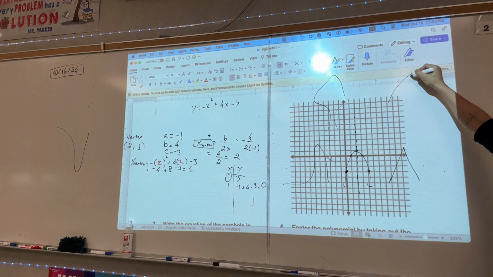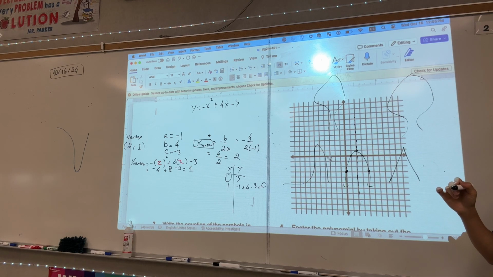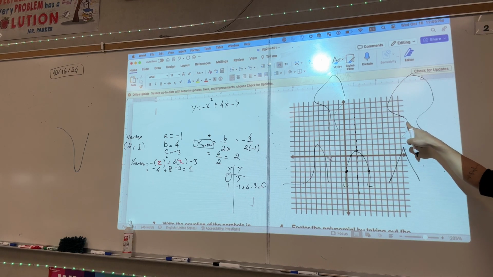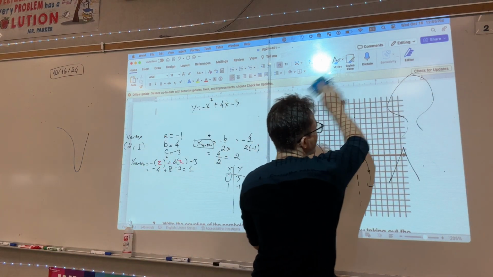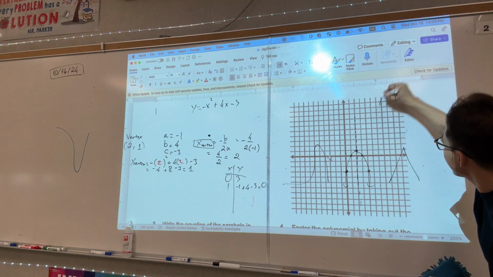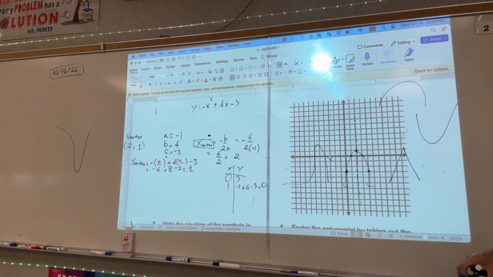You go down, up and up, but then you go low. You go small like this. You know why? Because the point is wrong. The t-table is wrong. And that's why you make the curve. Okay? So a parabola needs to be like this or like this. No sharp corner as well.